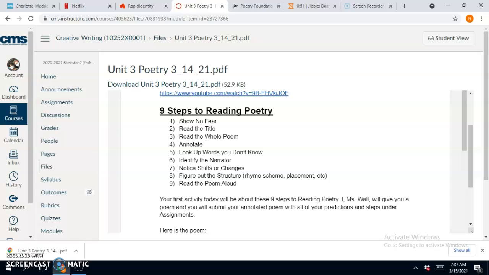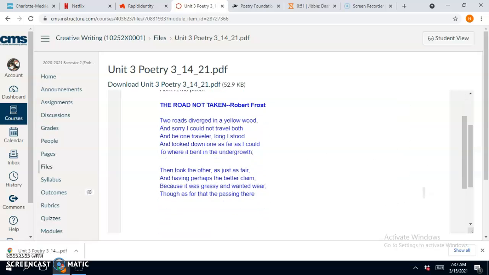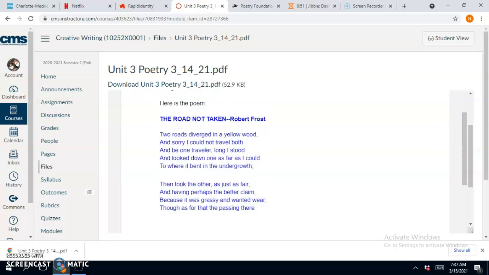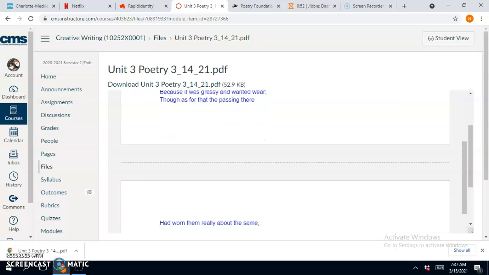So your first activity today will be about those 9 steps. I, Miss Wall, will give you a poem and you will submit your annotated poem with all of your predictions and steps under the assignments tab. Here is the poem. I put the poem here in blue. It's entitled The Road Not Taken by Robert Frost.